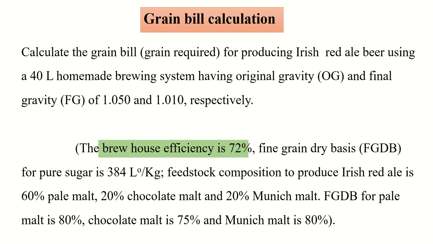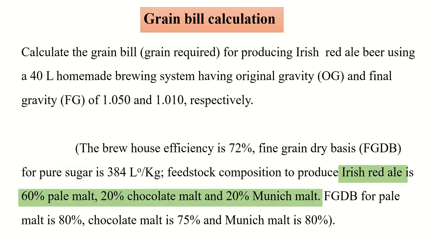The value for pure glucose is given. It's given for a particular reason. I will explain shortly what this FGDB is and what the significance of having the value for pure glucose is. Next, the unique composition of the Irish red ale is given, that is 60% pale malt, 20% chocolate or caramel, and 20% Munich malt.